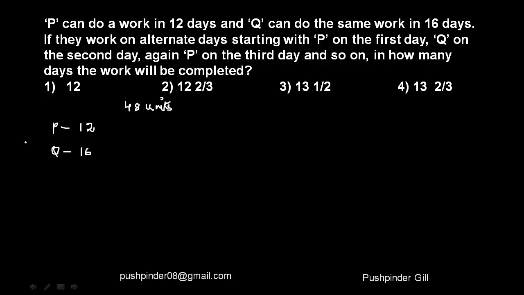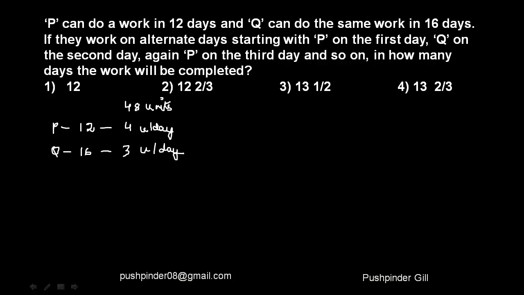Now P finishes the work in 12 days. That means he must be finishing 4 units every day, right? Similarly, Q is able to finish the work in 16 days. To finish 48 units, he must be finishing 3 units every day. I hope everyone is understanding what I'm trying to do here, right? So 4 units every day and 3 units every day.